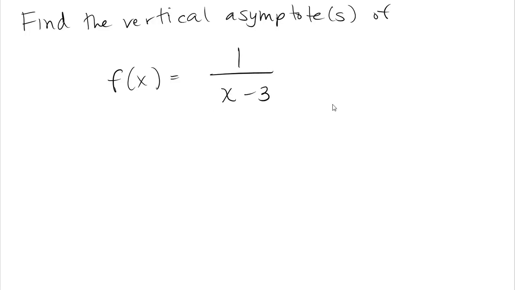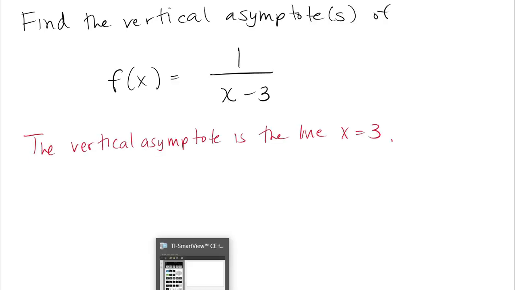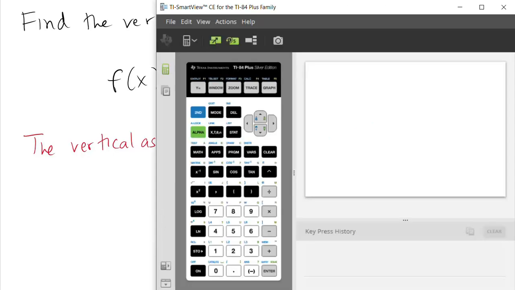Is there any input that makes the denominator 0 without making the numerator 0? Sure, x equals 3. x equals 3 is not in the domain of this function. Notice that plugging 3 in does not make the numerator 0, it only makes the denominator 0. So the vertical asymptote is the line x equals 3. Let me show you in the calculator what this graph looks like so we can verify that.